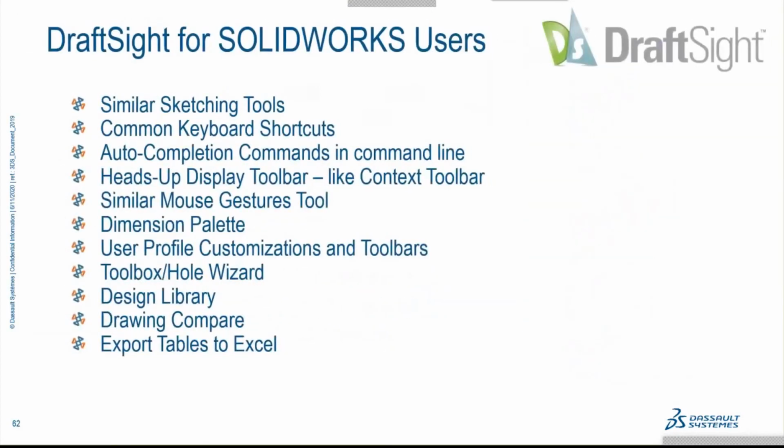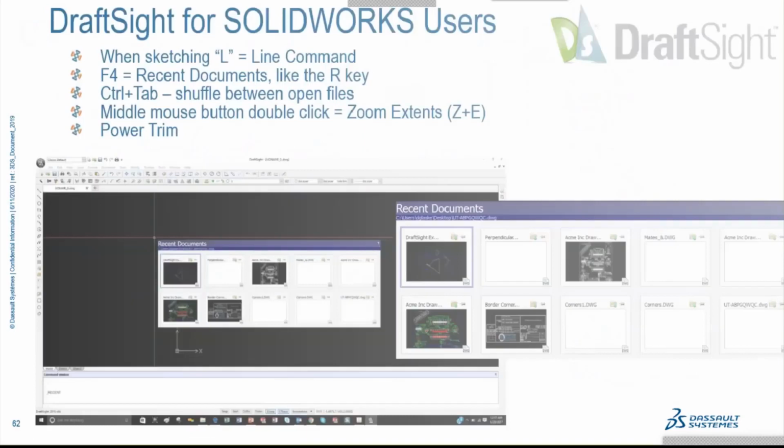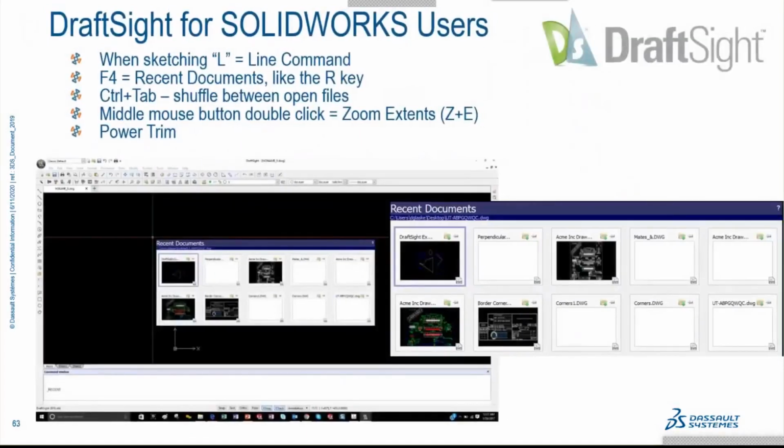Okay. We're going to get into DraftSight. That gets us to that F4. We're at DraftSight for SolidWorks users. Okay. So real quick, let's go through that. So when sketching a line command, just like you're in AutoCAD, you're in DraftSight, you're in SolidWorks, you hit the L button, that's your line command. Okay. F4, like I said, here's a screenshot of it. When I hit F4, I get to my recent documents, just like the R key inside your SolidWorks.